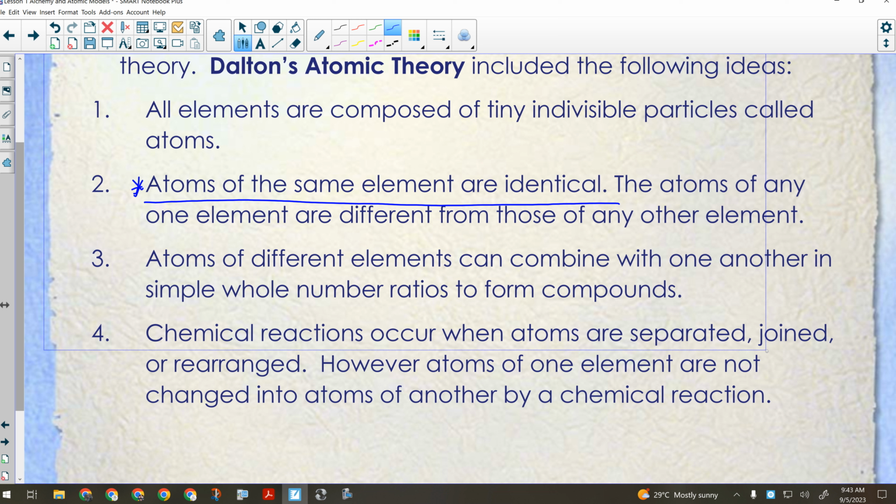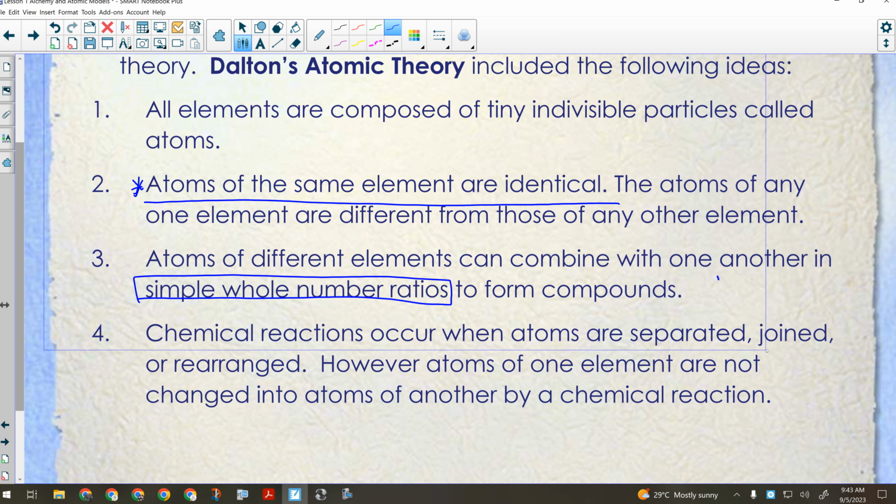Point number 3: atoms of different elements can combine with one another in simple whole number ratios to form compounds. Now this part is important. Whole number ratios. That means you never have a fraction of an atom in a compound.